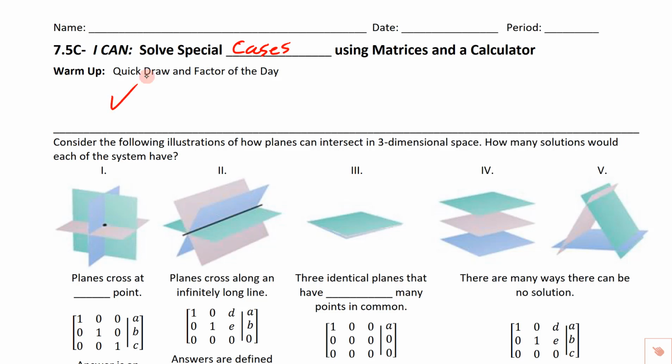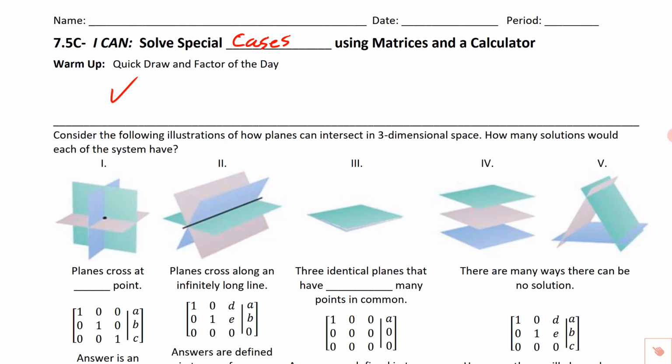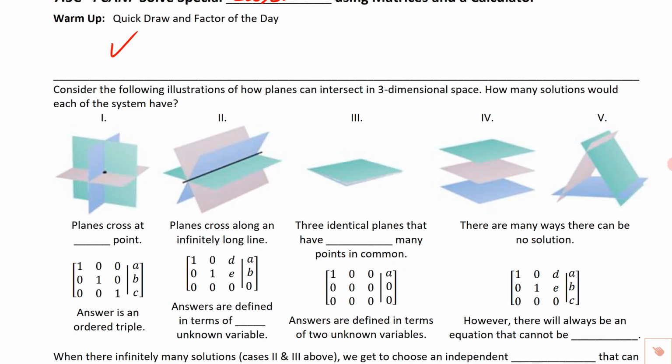So we already did quick draw and factor of the day, so we got that one done, and here's what I want you to take a look at. What we're looking at, and we've talked about these before, is the point where the planes cross. And most of the time what happens is case number 1.